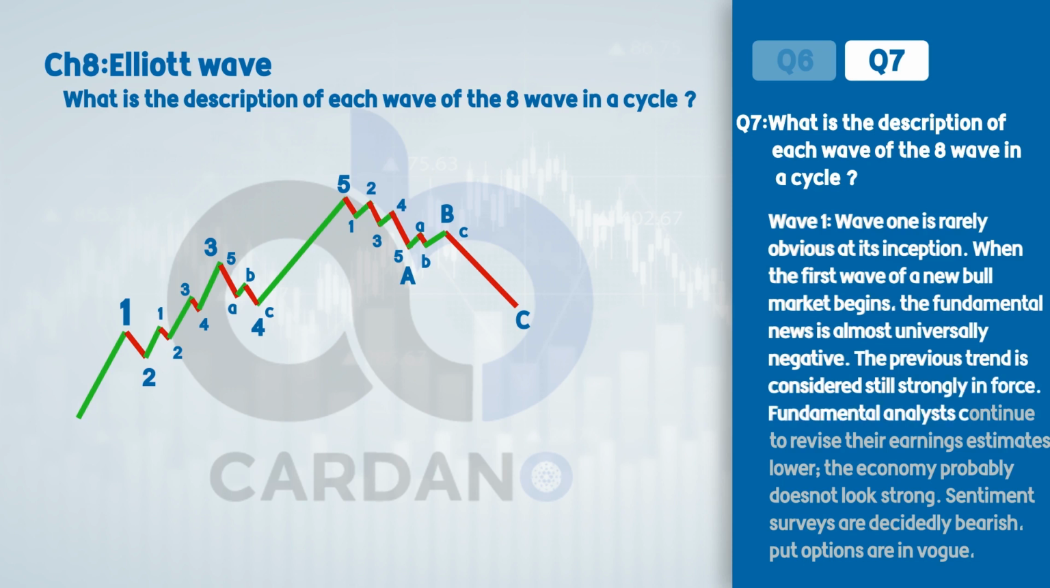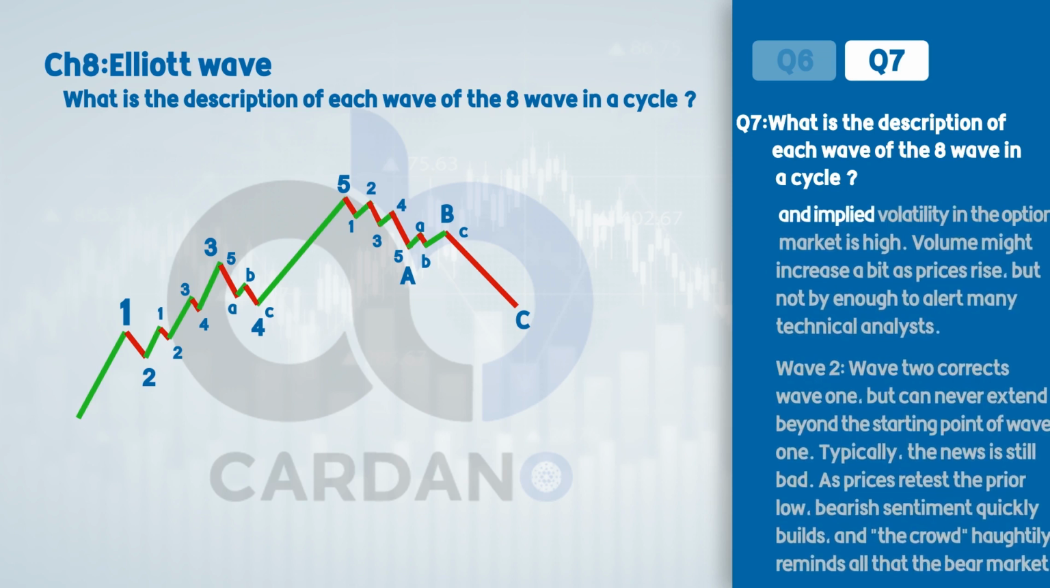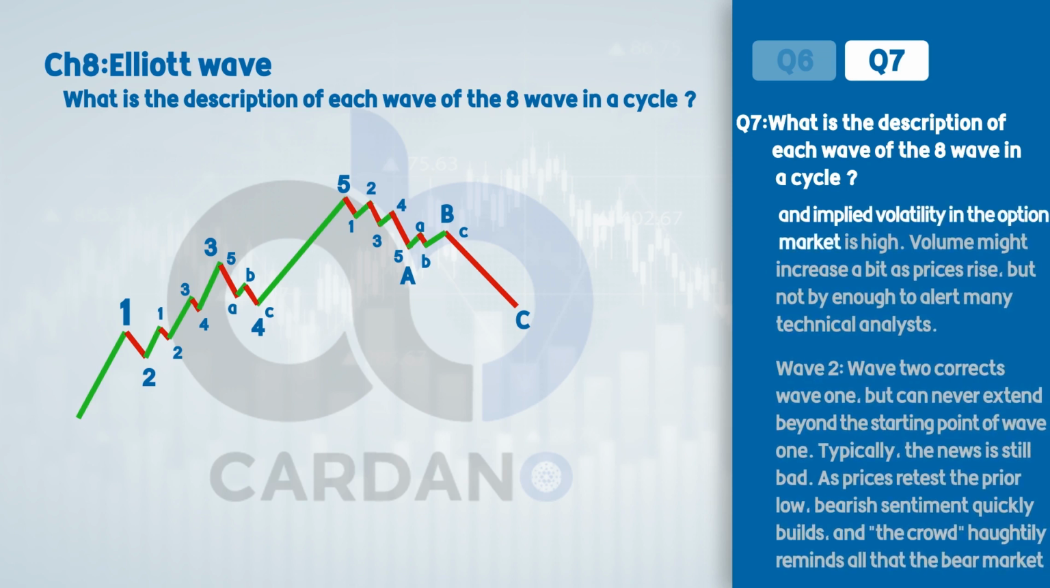Fundamental analysts continue to revise their earnings estimates lower. The economy probably does not look strong. Sentiment surveys are decidedly bearish. Put options are in vogue, and implied volatility in the options market is high. Volume might increase a bit as prices rise, but not by enough to alert many technical analysts.